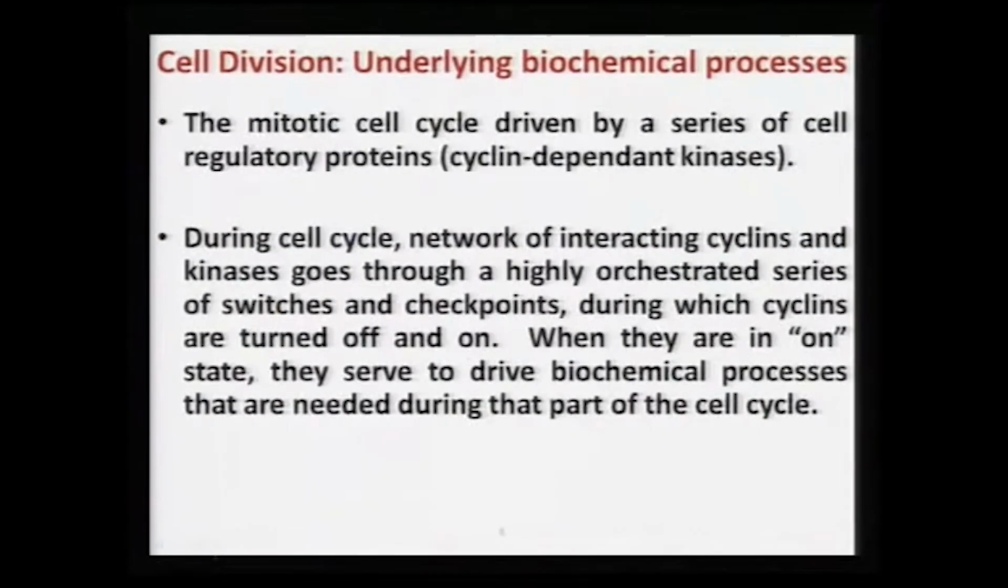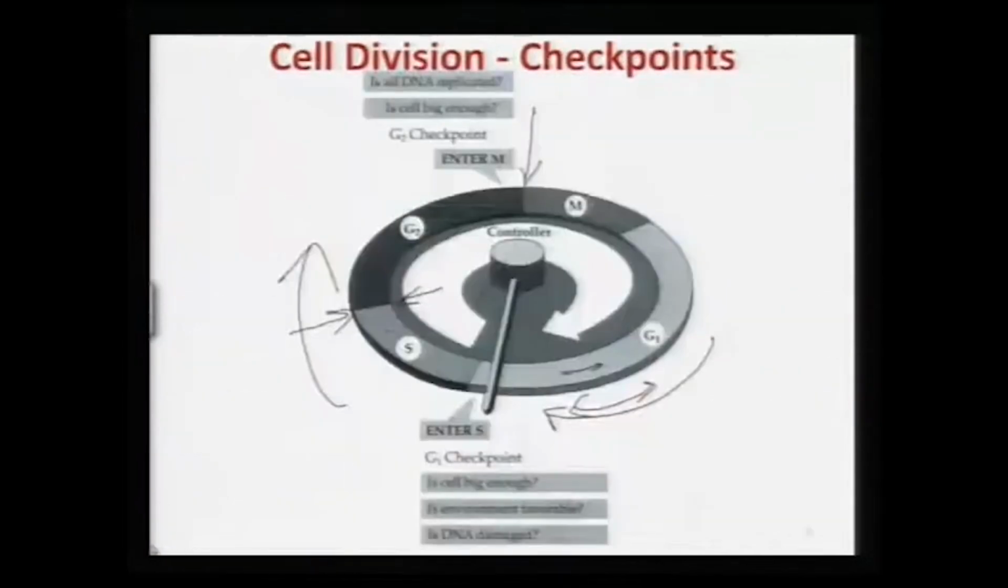So, the mitotic cell cycle is driven by a series of cell regulatory proteins, the cyclin dependent kinases, and during the cell cycle a number of interacting cyclins and kinases go through a highly orchestrated series of switches on and checkpoints. Switches on and switches off means that the biochemical processes occurring at G1 are taking place only because some intracellular signaling pathways are activating the cells to get into G1.